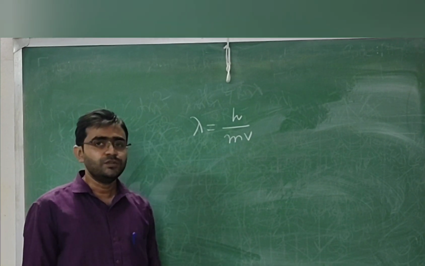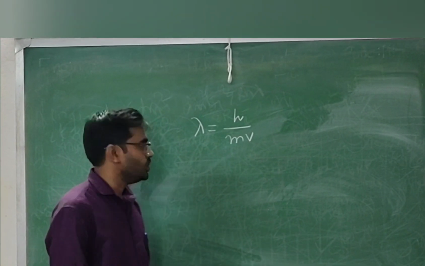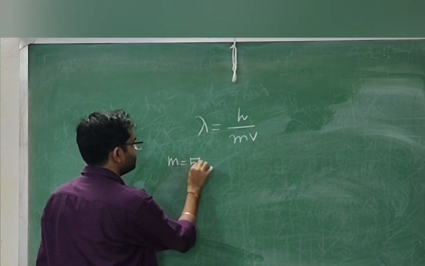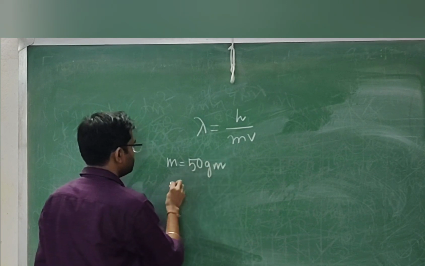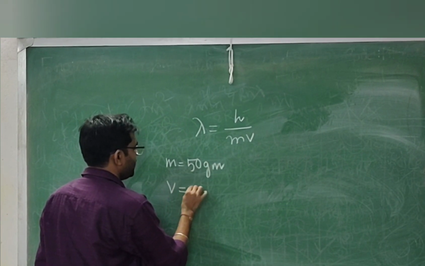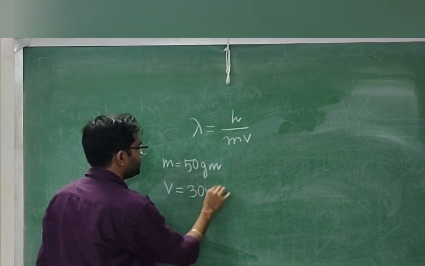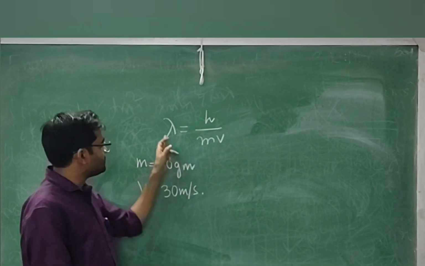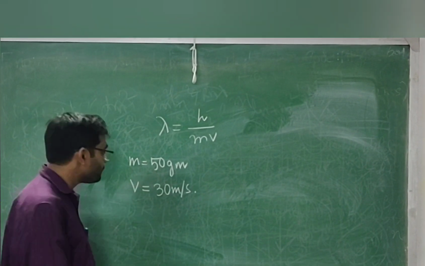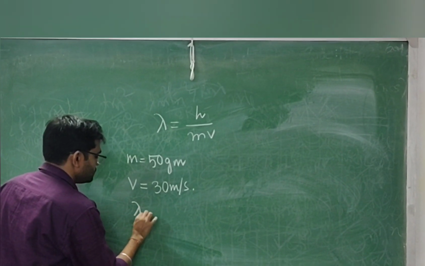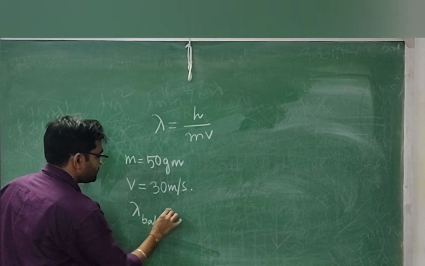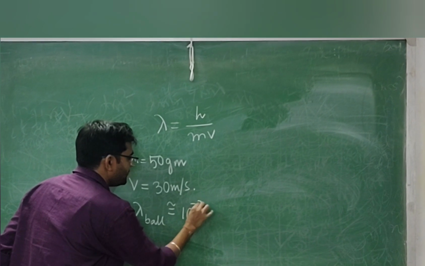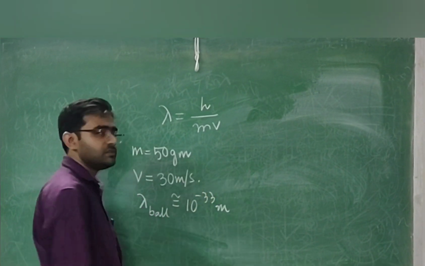Say, for example, we are considering a cricket ball of mass, say, 50 gram, and the ball is moving at a velocity, say, 30 meter per second. Now if I want to find the associated wavelength of the cricket ball, you will find it will be of the order 10 to the power minus 33 meter or so.